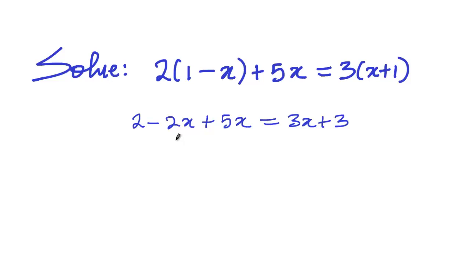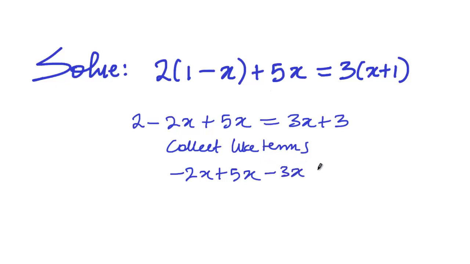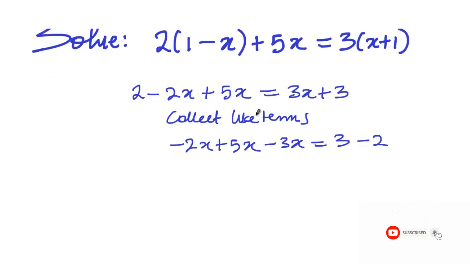So the next thing is for us to collect like terms. So we are going to be having minus 2x plus 5x, then 3 is coming in, that will be minus 3x, right, which will now be equal to 3, and 2 is going out, so minus 2. If you check my previous video, I have explained several times that any number that crosses the equality sign would have its sign changed. So minus 2x plus 5x will give us plus 3x, then plus 3x minus 3x will be equal to 0. So 0 is equal to 3 minus 2.